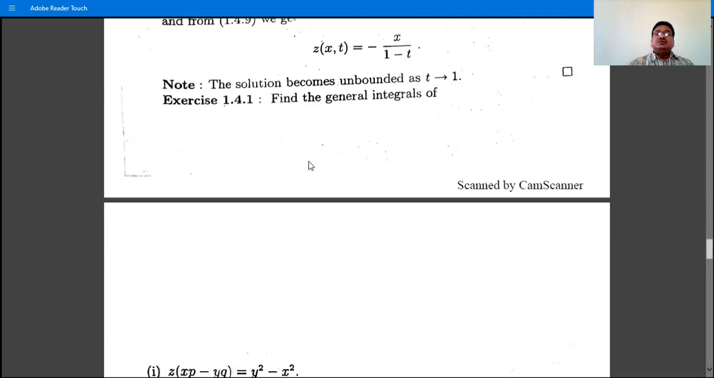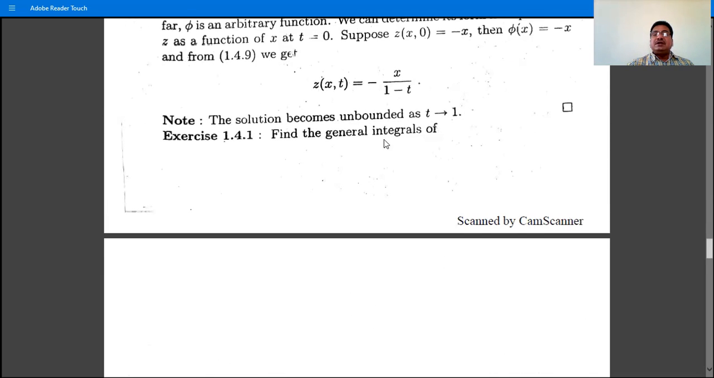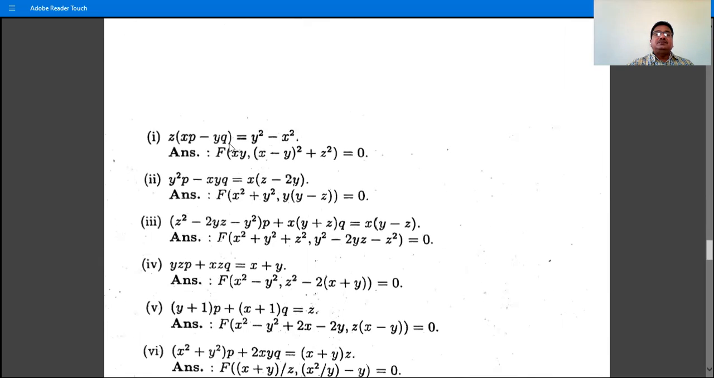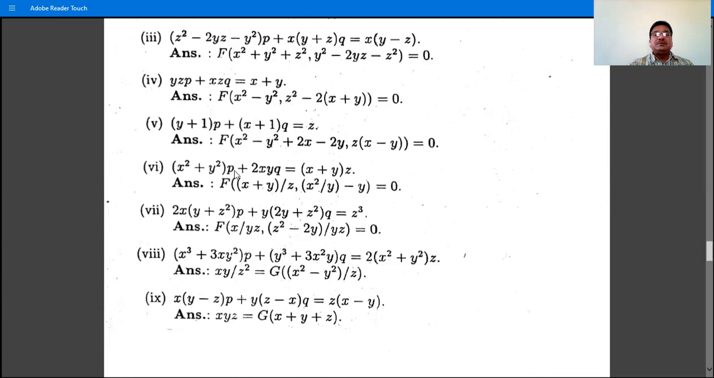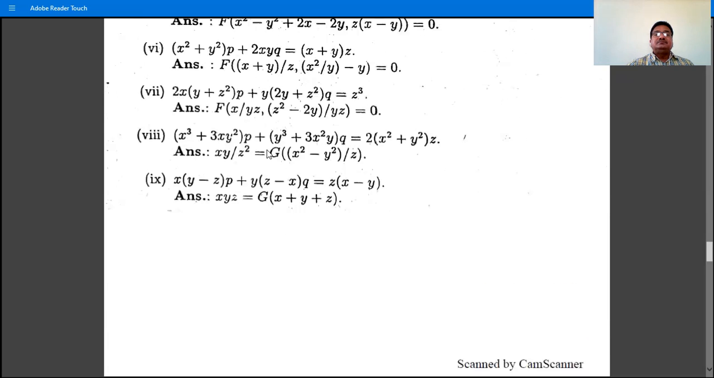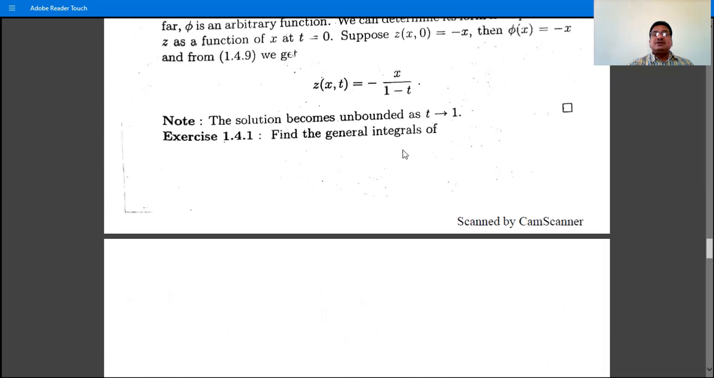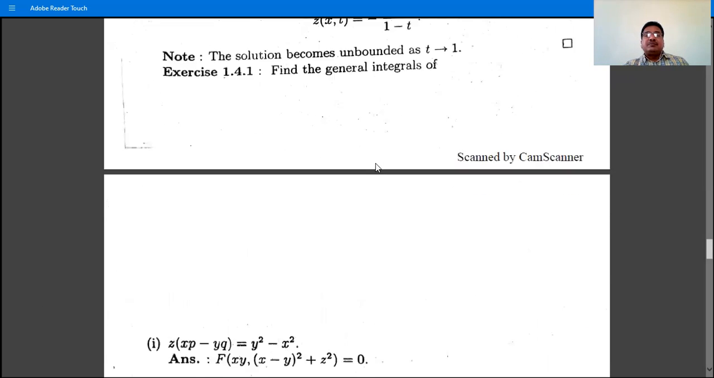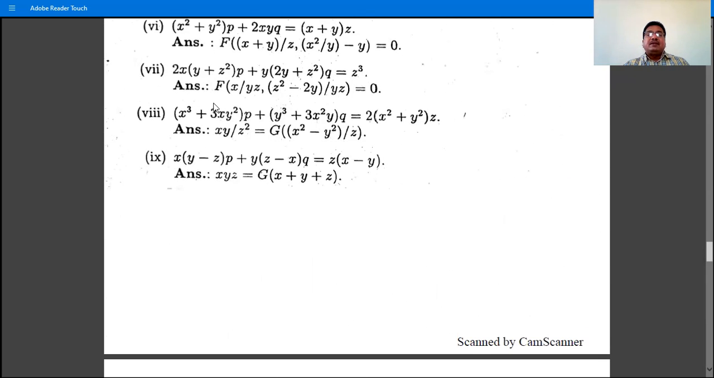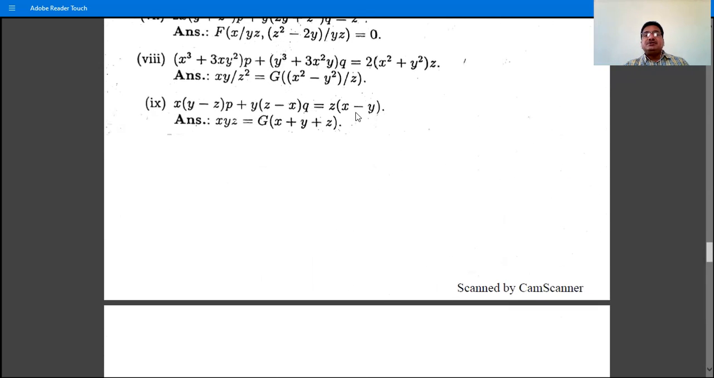Find the general solution or general integrals of... So again, the problem of the type Pp plus Qq is equal to R. The solutions are given. Solve all these problems. So the question is: find the general solution, or find the general integral, or find the integral surface of the type Pp plus Qq is equal to R.